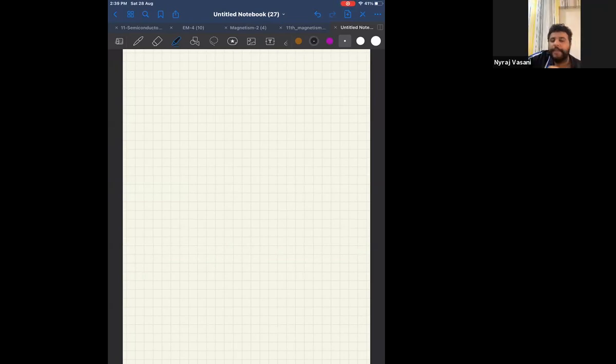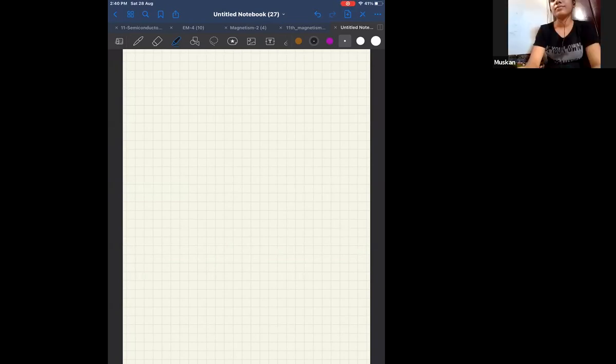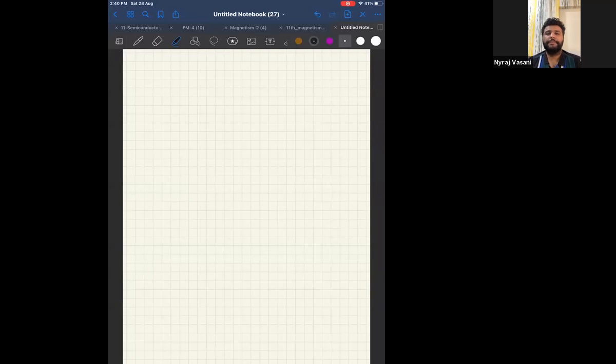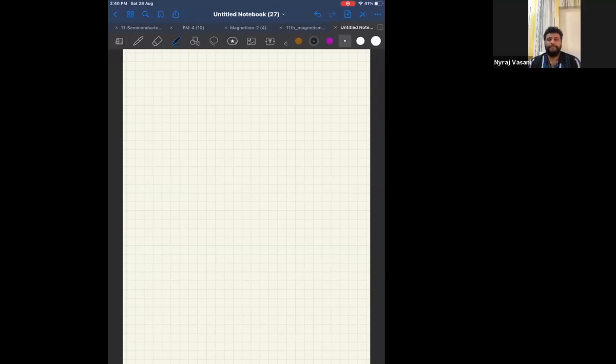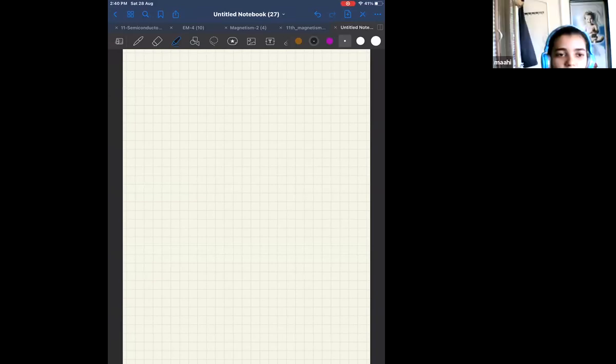Correct. Acceleration is meter per second square. Who confirmed it? The notes confirmed it. Correct, Muskan? Very nice.